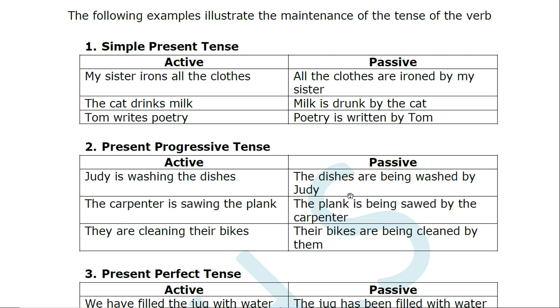Are being washed by Judy. The carpenter is sawing the plank. What is the action? Is sawing. So this will be first. The plank is being sawed by the carpenter. Yes, when you have progressive tense, you will have the word being added everywhere.